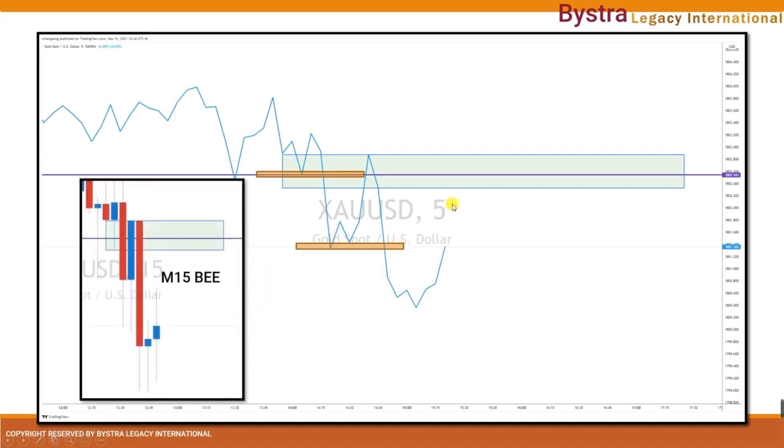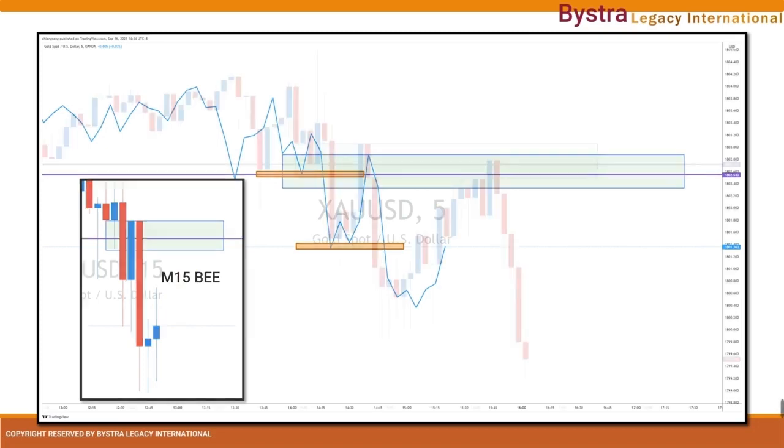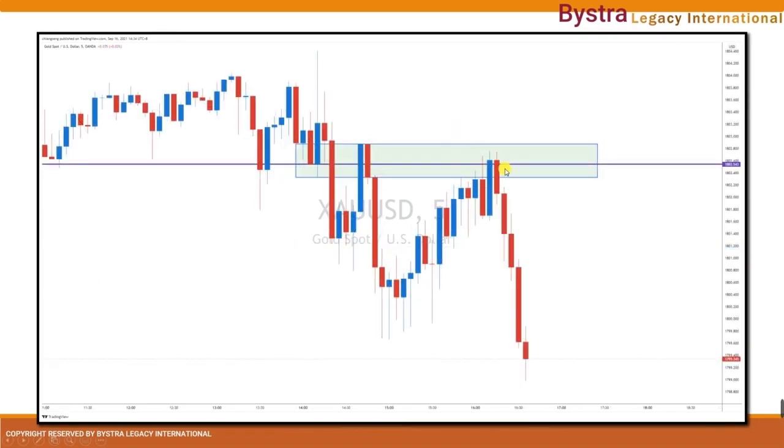This is an M5 time frame setup. So we go to the M15. We can see that this is a bearish engulfing. Okay, M15 bearish engulfing. This setup will be considered low risk. And then let's wait for the price to come back. Price comes back and continues on the downtrend.